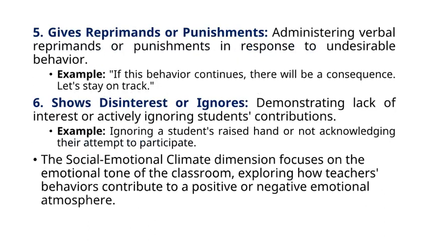5. Gives reprimands or punishments, administering verbal reprimands or punishments in response to undesirable behavior. Example: If this behavior continues, there will be a consequence. Let's stay on track. 6. Shows disinterest or ignores, demonstrating lack of interest or actively ignoring students' contributions. Example: Ignoring a student's raised hand or not acknowledging their attempt to participate. The social-emotional climate dimension focuses on the emotional tone of the classroom, exploring how teachers' behaviors contribute to a positive or negative emotional atmosphere.